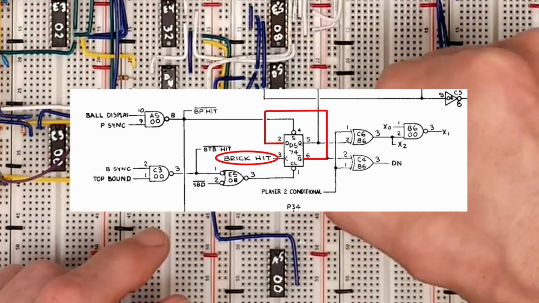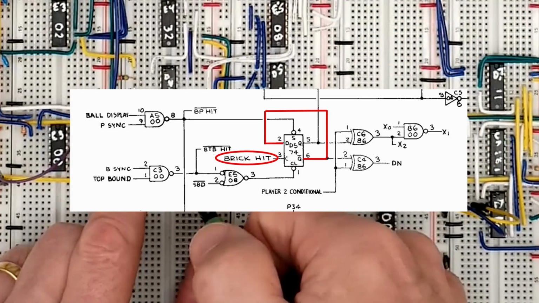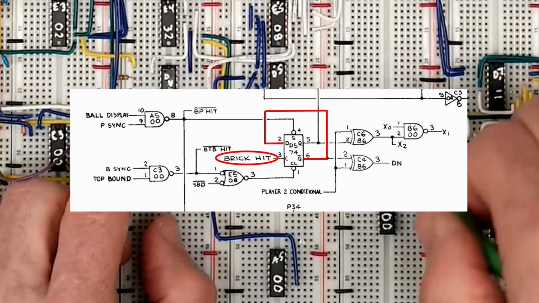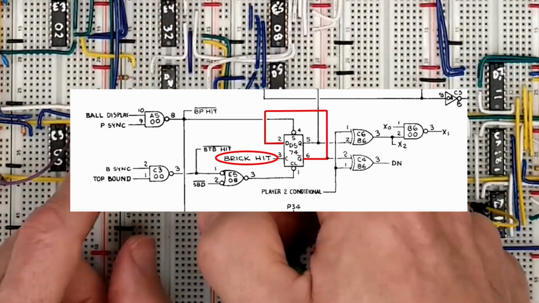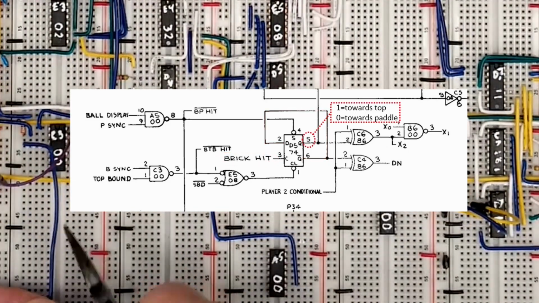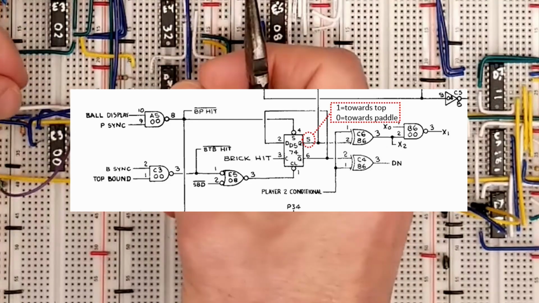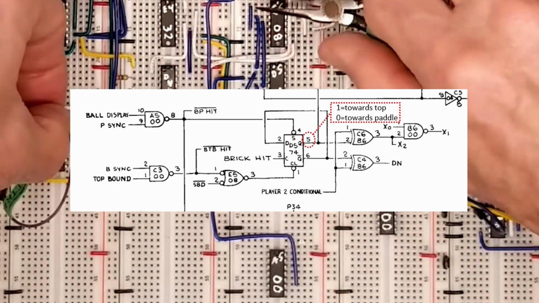The brick hit signal comes from the brick logic, which we haven't built yet. So we'll throw up our own fake brick wall and generate our own brick hit signal to test this out. Just like in our cheap control, when the Q output is high, the ball moves towards the top boundary, and when the Q output is low, the ball moves towards the player.